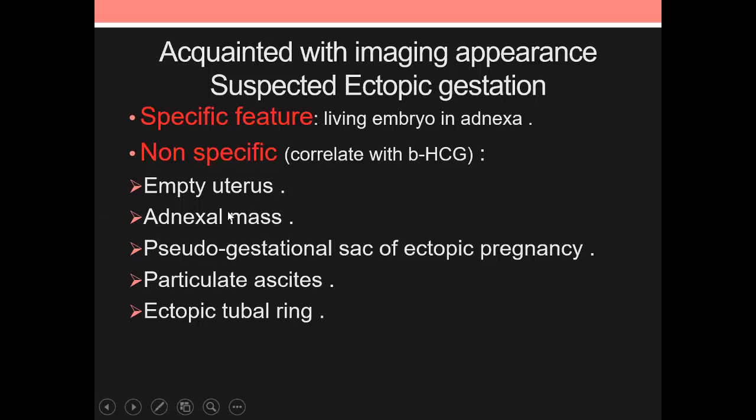The most common is that we find an adnexal mass, and this adnexal mass usually is seen juxta-ovarian because most ectopic pregnancies occur in the ampullary part of the fallopian tube. Other features are pseudogestational sac of ectopic pregnancy, particulate ascites, and ectopic tubal ring.